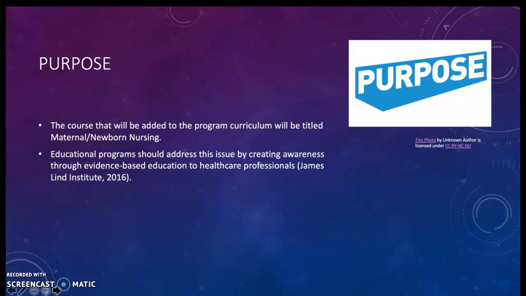The reason for this program change is that educational programs should address adverse obstetric events by creating awareness through evidence-based education to healthcare professionals. Future registered nurses need to have a basic knowledge of maternal and infant nursing care, regardless of their practice location, as these patients can present in many settings. Educating nurses about this specialty could reduce maternal mortality and improve patient outcomes.